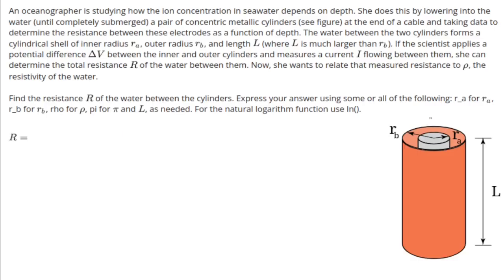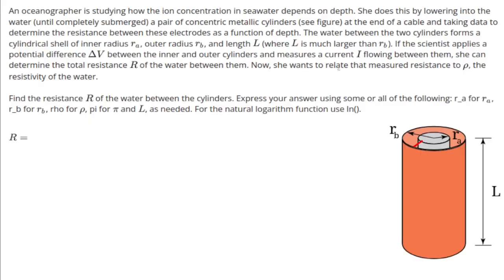The water between the two cylinders forms a cylindrical shell of inner radius a and outer radius b and a length L, where L is a lot larger than the outer radius. If the scientist applies a potential difference between the inner and outer cylinder and measures the current flowing between them, she can determine the total resistance of the water between them.